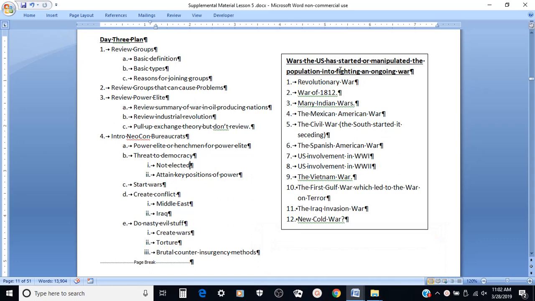This is a list of wars the United States has started or manipulated the U.S. population into joining. Part of what the power elite have done.